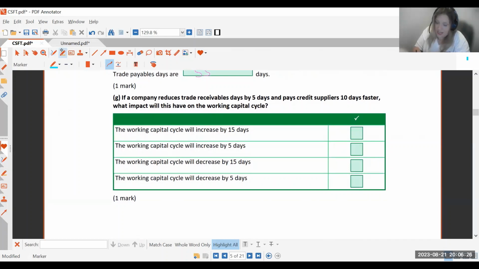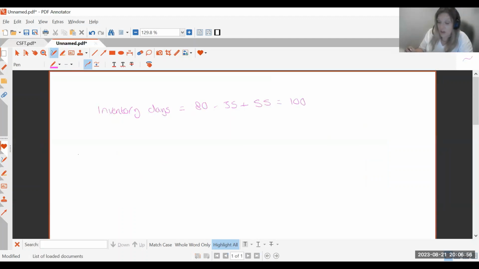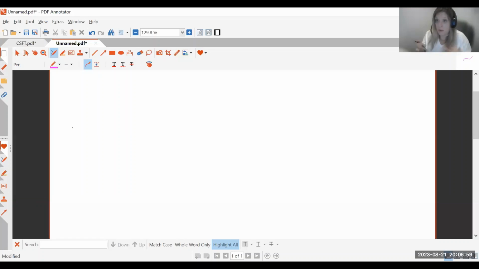Okay, and G. So if a company reduces trade receivables days by 5 days and pays credit suppliers 10 days faster, what impact will this have on the working capital cycle? Now, I like this one. I like teaching this one because I see students get it wrong all the time. I don't like seeing students get things wrong, but this is how I would do this task. I would use some numbers. You can use any numbers you like. It literally doesn't matter, but let's put some numbers into the formula and we can figure it out.